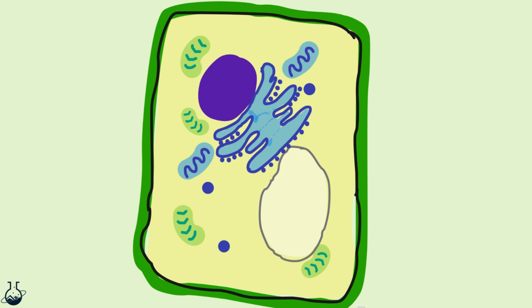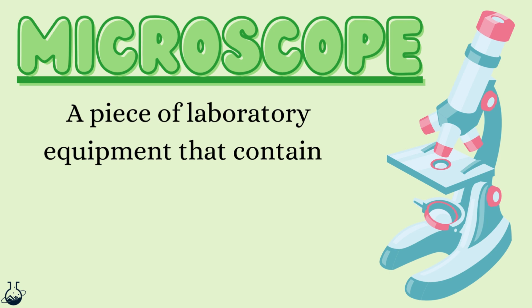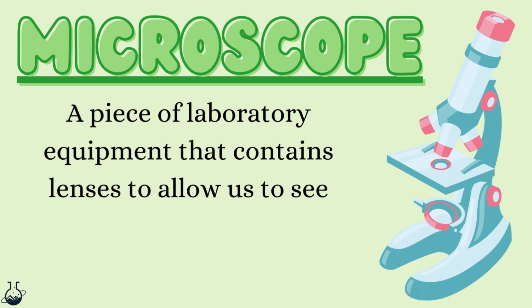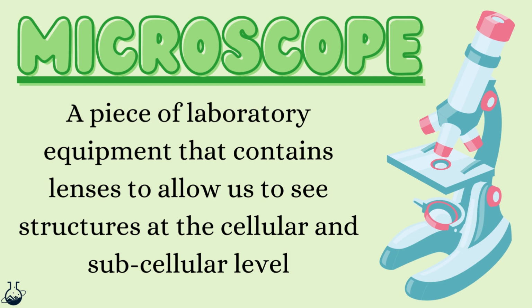A plant cell, which we saw in our animal and plant cell video, is the building block that makes up living things. But they are so small that we cannot see them with our eyes. We need one of these, a microscope. A microscope is a piece of laboratory equipment that contains lenses to allow us to see structures at the cellular and subcellular level.